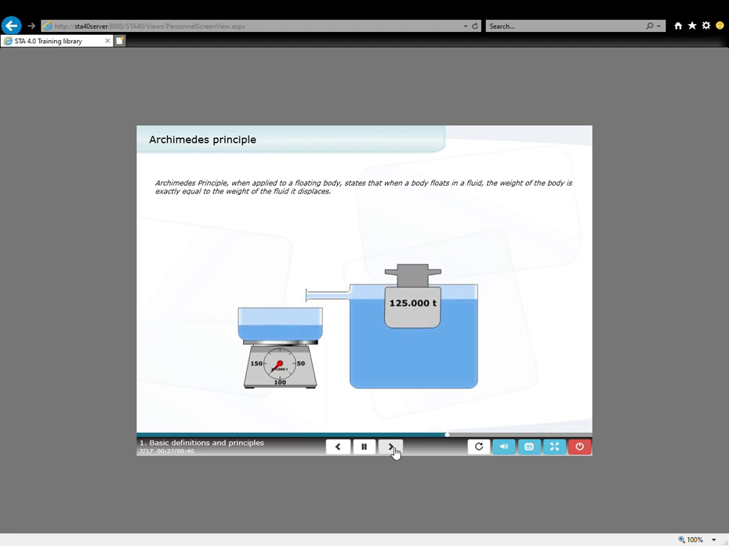Alternatively, the weight of the ship can be calculated knowing the weight of the ship's structure, cargo, bunkers, stores, and anything else on board. These two quantities should be the same and are known as the ship's displacement.